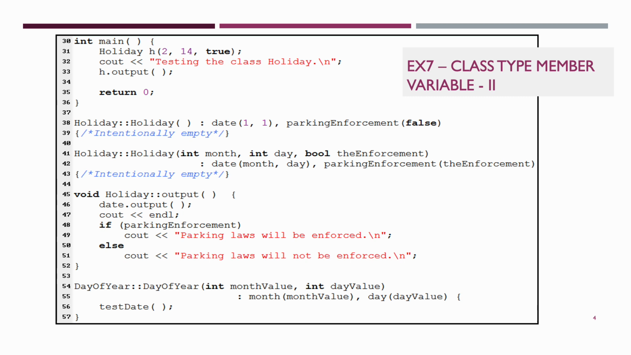On line 54 we see part of the day of year initialization. This constructor ensures that the day of year object is correctly initialized with the provided month and day. It also shows a call to test date, which could be a method responsible for validating the date. Now the interaction between the holiday class and the day of year class is a perfect example of composition.